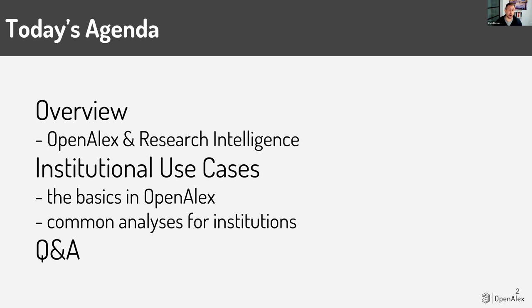Quick agenda, we're going to have an overview of OpenAlex and how you can use it in research intelligence. But we're going to keep that pretty light because there is another webinar on that. And then we'll talk specifically around some common use cases of institutional research intelligence for OpenAlex and also the basics, so that even the ones that aren't covered yet, you leave here with a sense of how to do it yourself. And then we'll turn off the recording and go to Q&A.